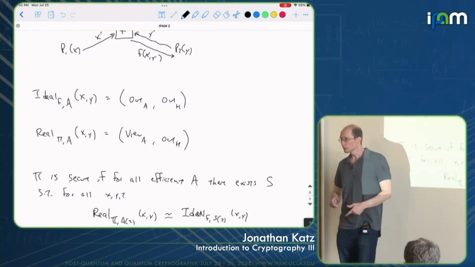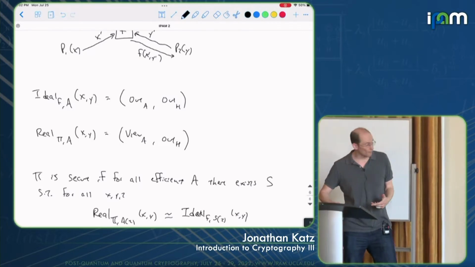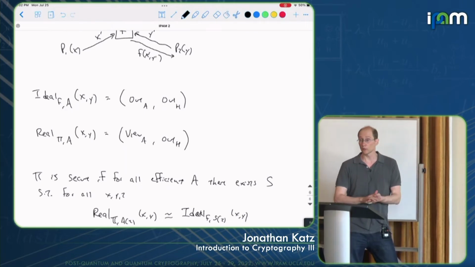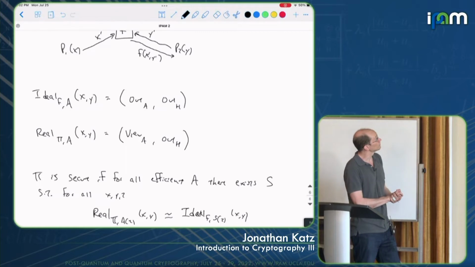Okay? So why does this give us what we want? Well, if you think about it, this implies in particular that the real-world execution of the protocol should not leak information about one of the party's inputs.